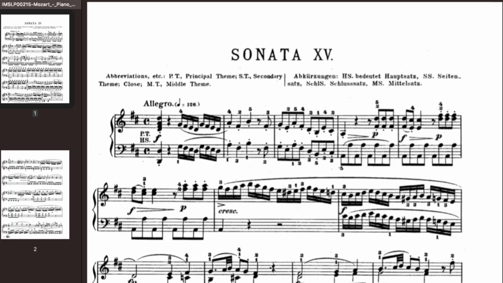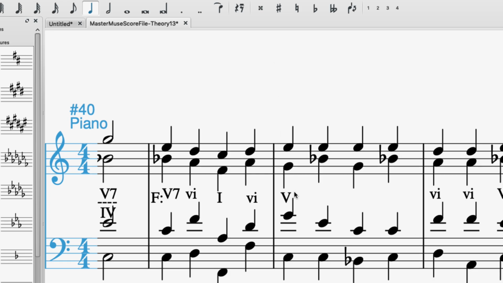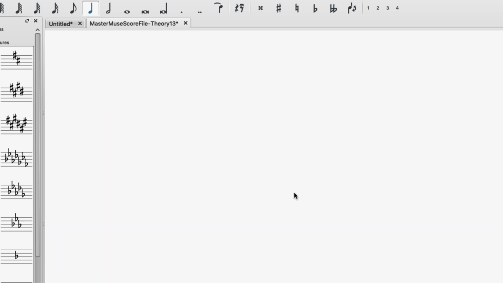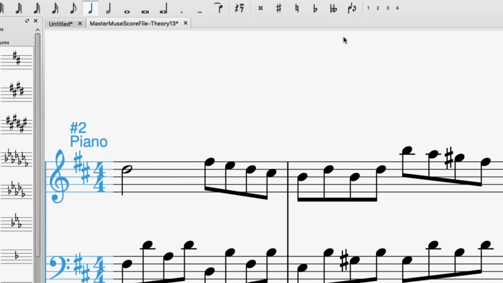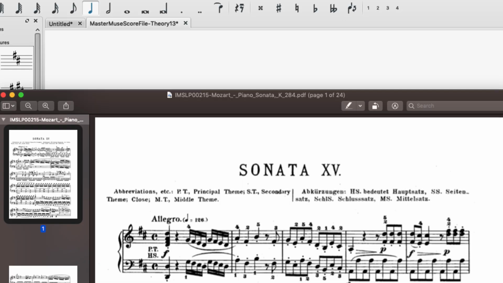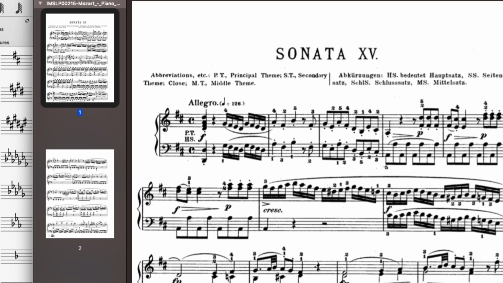Okay, so we're going to go back to this first Mozart piece that we used. That was all the way back here. This one. Okay, the sonata in D major. But I have the whole entire piece for us now. Okay, so let's dive in and take a look at how this works.